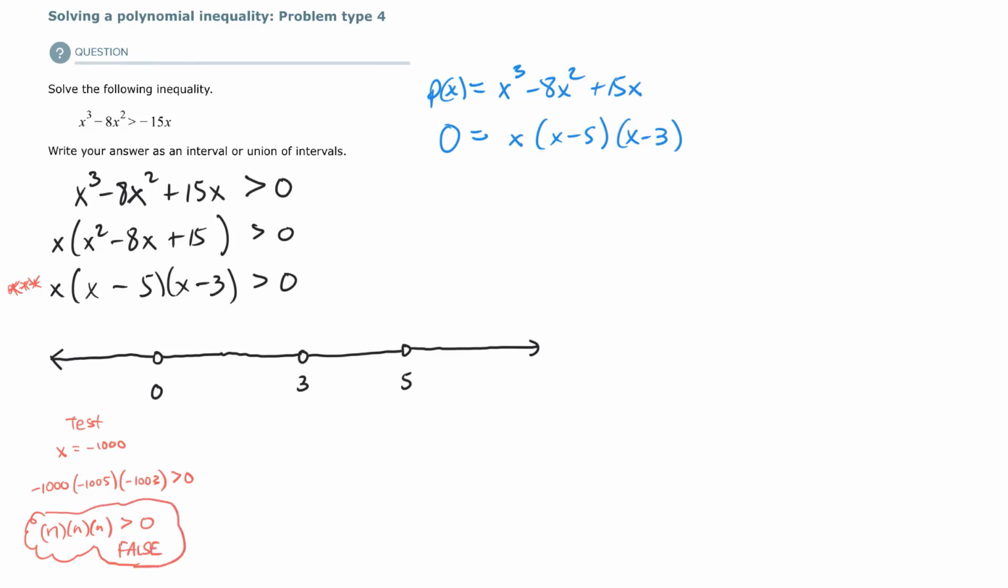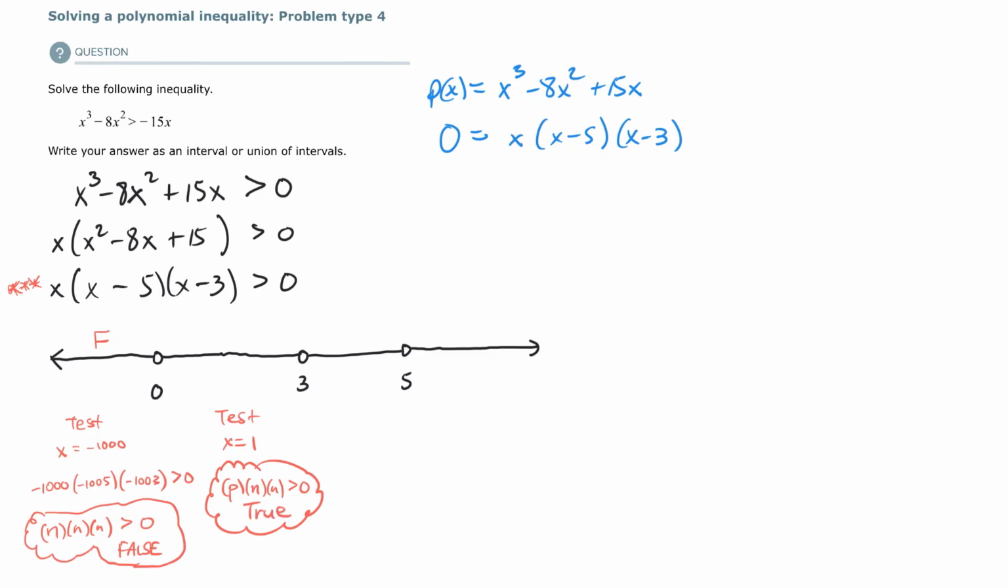So where am I going to put the false? I'm actually going to put it back on top of the number line. Now we do the same thing. We need to test a number between 0 and 3. Why don't we try testing x equals 1? So we get a positive number times a negative number times a negative number. Is this greater than 0? And the answer is true.